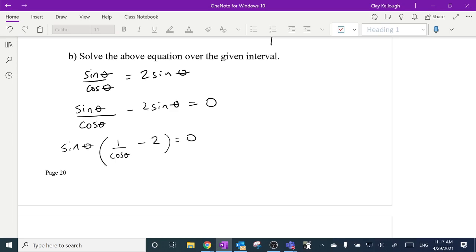So I'm kind of running out of room. I have two sets of solutions. Sine theta is 0 is one set of solutions. And 1 over cos theta minus 2 equals 0 is the other set of solutions. Okay, so let me do this one first.